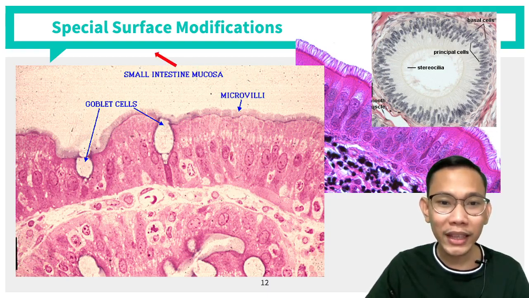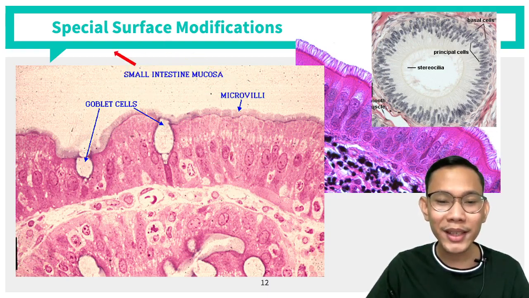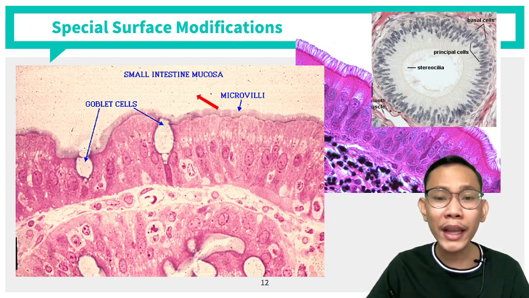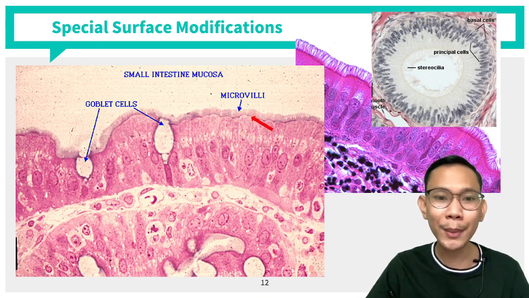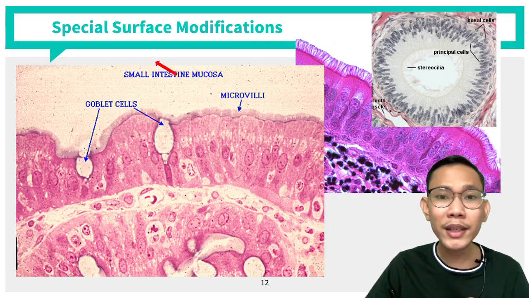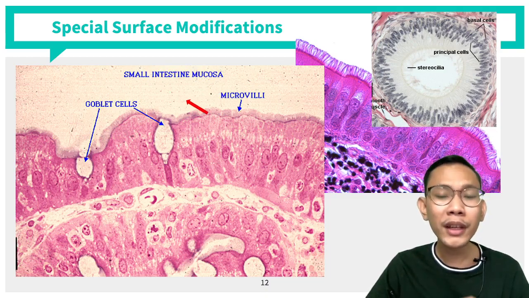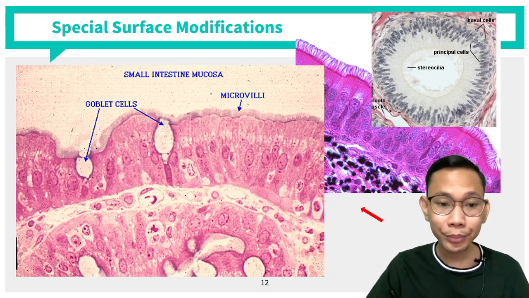Actually, this is located in your small intestine. So this is simple columnar with the presence of these, now your microvilli. Again, since this is your small intestine, the microvilli are also important for the absorption of different substances. Remember, your small intestine is the final area of digestion. So the microvilli will aid in the absorption of your nutrients and different substances.